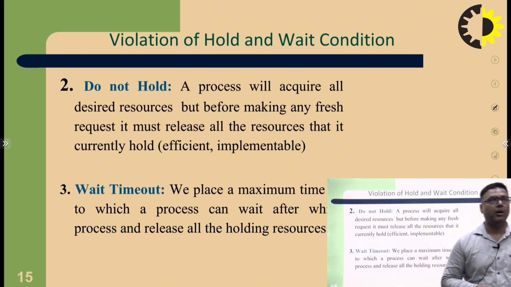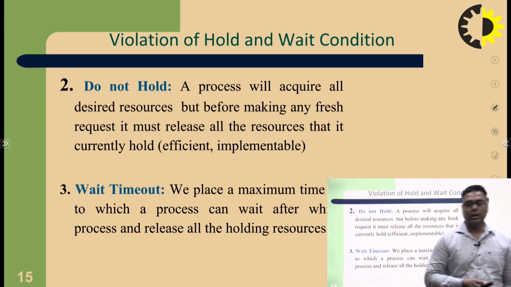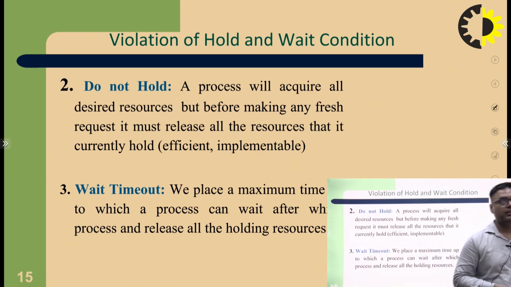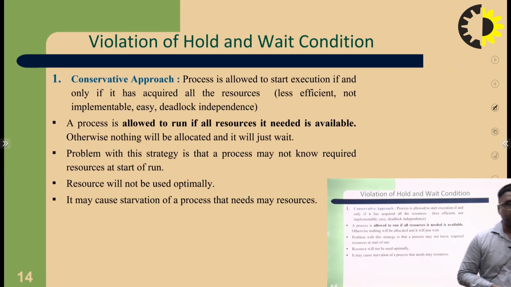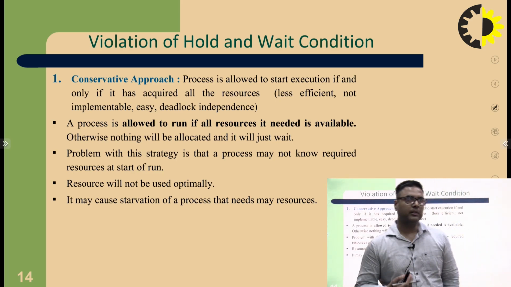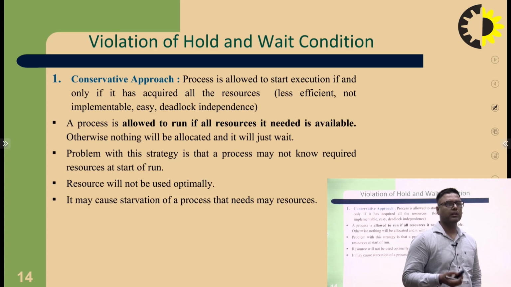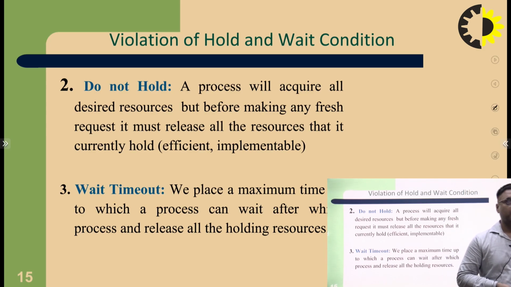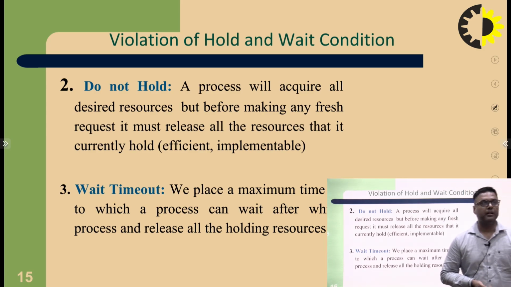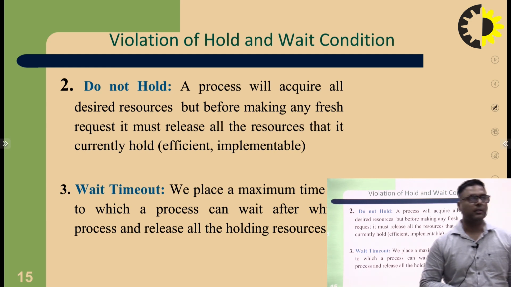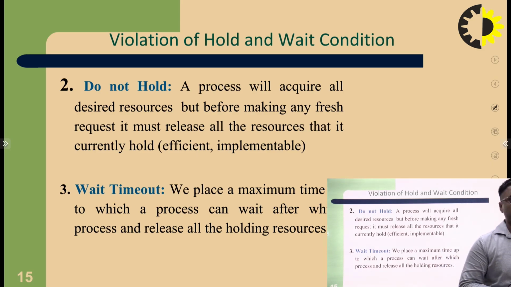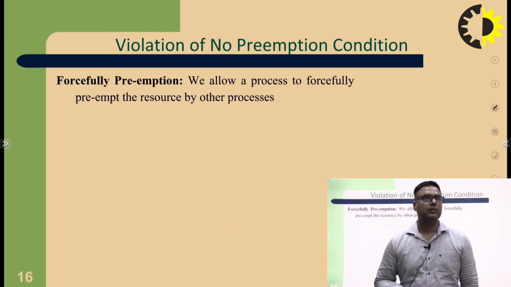Violation of hold and wait condition. Wait timeout: a resource is assigned on a priority basis, so this also does not create the hold and wait condition. Do not hold: a process will acquire all desired resources, but before making any fresh request, it must release all the resources that it is currently holding. Wait timeout places a maximum time up to which a process can wait, after which the process must release all the resources it is holding.